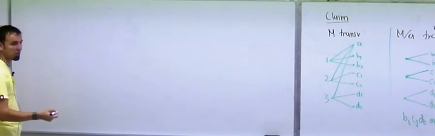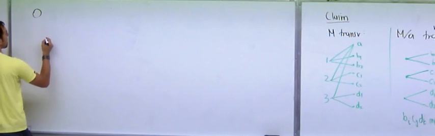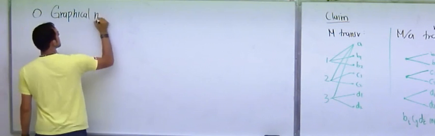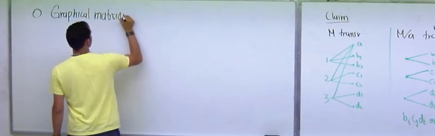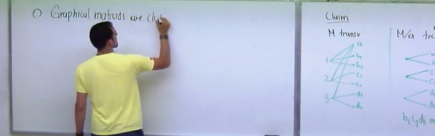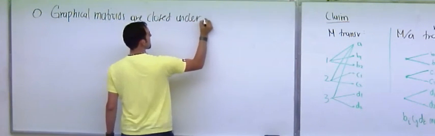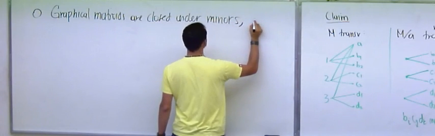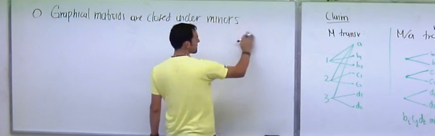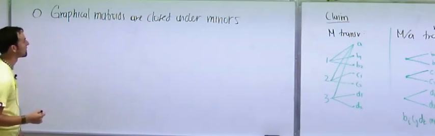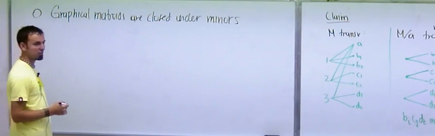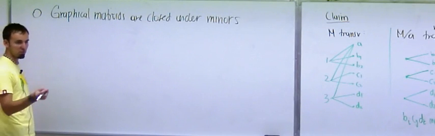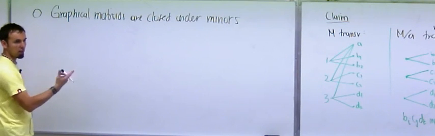So let me summarize what we know so far. Graphical matroids are closed under deletion. They're closed under minors. So if you take any minor, you get a graphical matroid back. And remember, I lied in my notes. They're not closed under taking duals. In your homework, you proved that a certain graphical matroid, the matroid of K5, does not have a dual which is graphical.